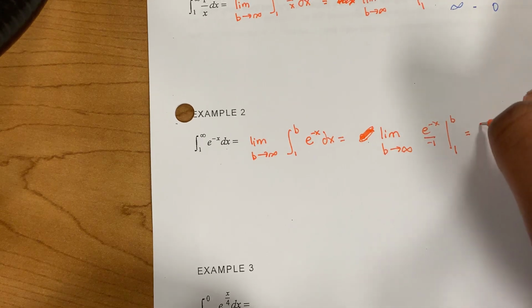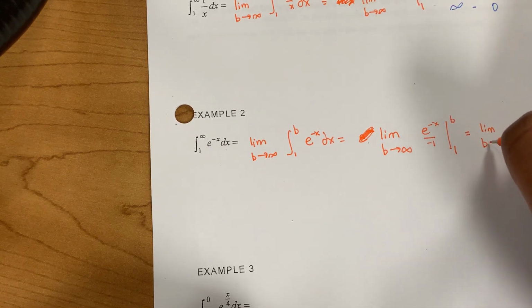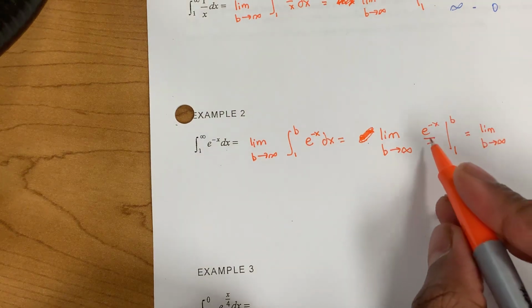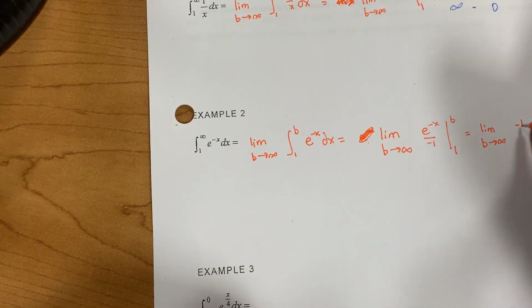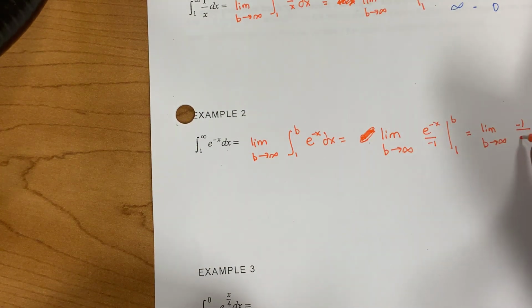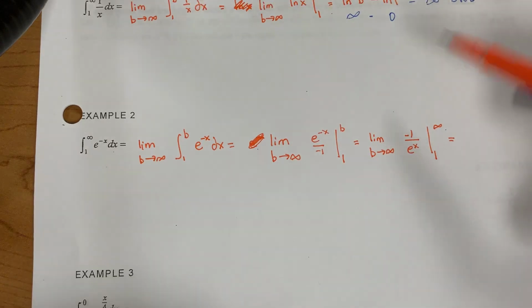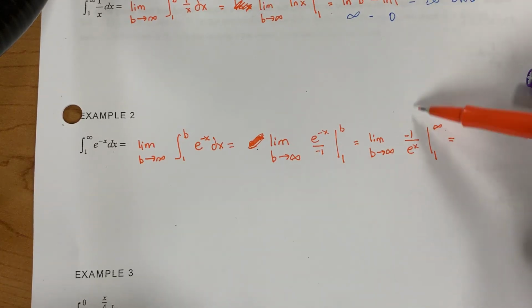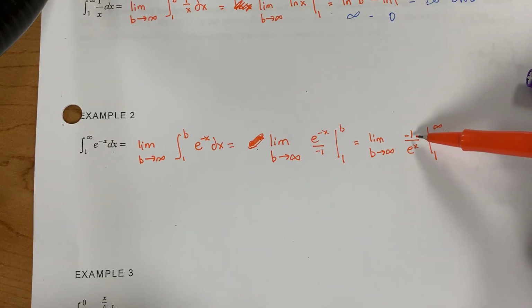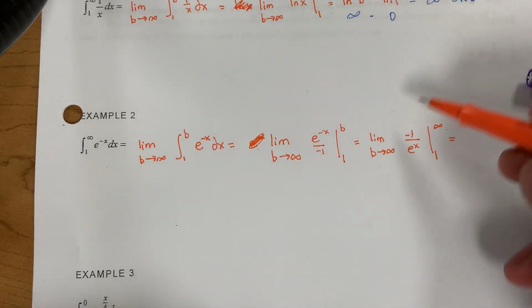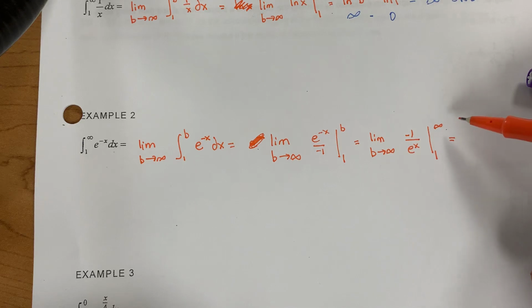So if we continue, we're going to get the limit as b approaches infinity. This is going to be -1, and then since the exponent is negative, we move it down to the bottom. And we're evaluating that from 1 to b. When e to the x tends towards infinity, it's going to be -1 divided by some gigantic number.